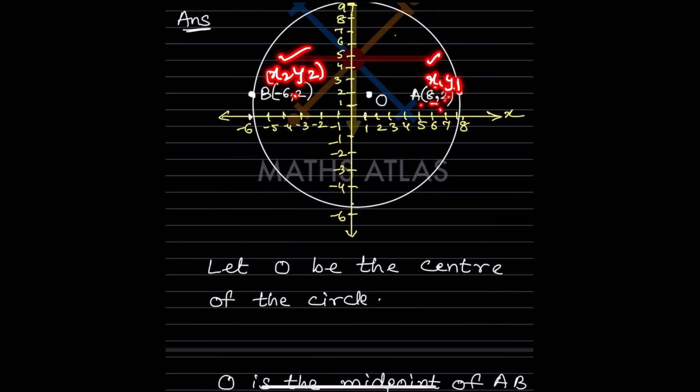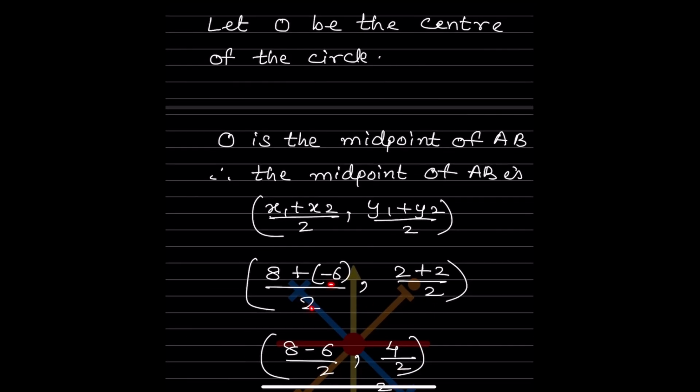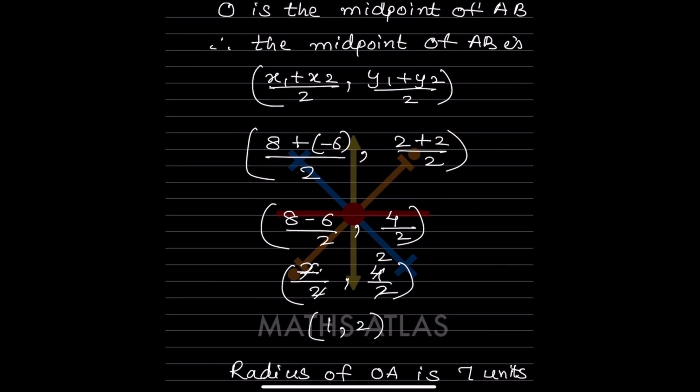So now what will you do? The midpoint means always you are going to write (x1 plus x2) divided by 2 and (y1 plus y2) divided by 2. So now x1 is 8 plus minus 6 divided by 2, and this is 2 plus 2 divided by 2. So plus minus is going to be minus. So 8 minus 6 divided by 2 and this is 4 divided by 2. So now what will it be here? 2 divided by 2 and 4 divided by 2. So here it is going to be 1 and here it is going to be 2. So the point is (1, 2).